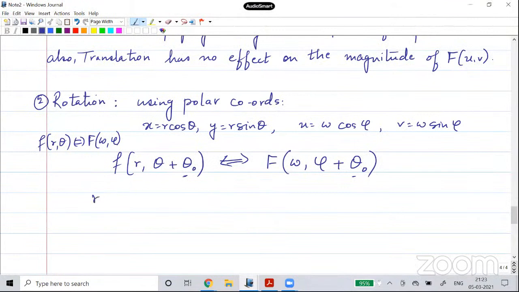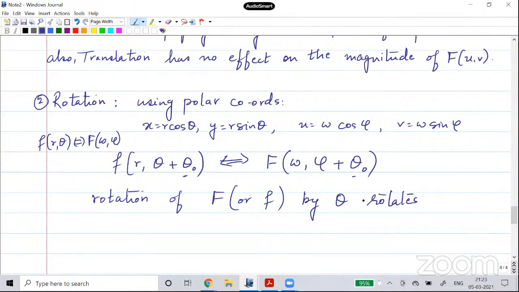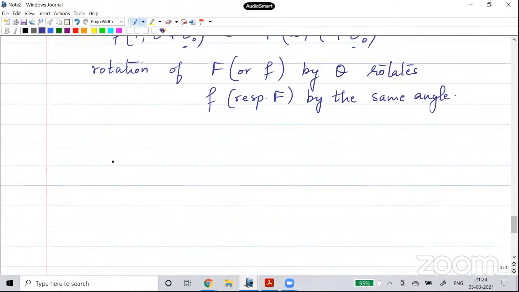So rotation of capital F or small f by theta rotates the other one. So it rotates small f, respectively capital F, by the same angle. That is what I have stated.